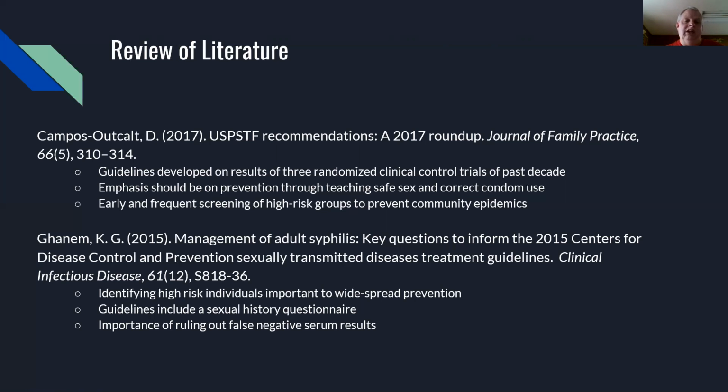Ghanem, 2015, writing for the Centers for Disease Control and Prevention, also emphasizes screening of individuals with high or multiple low-risk factors. This was among the first recommendations to retest RPR samples, which initially showed negative, through a second confirmatory test to rule out false negatives. These guidelines contain a comprehensive template which can be used to obtain a thorough sexual history with use of professionalism.